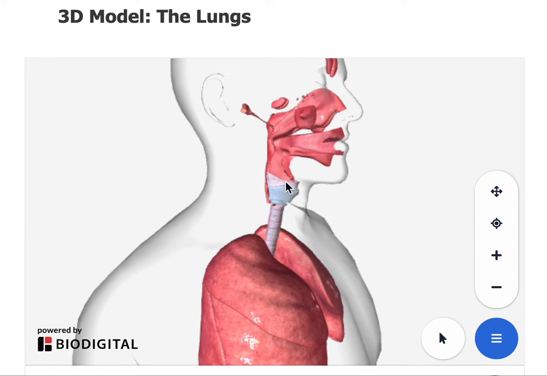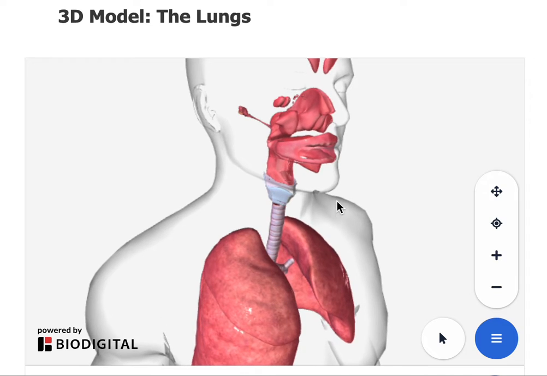Then I want to talk about the epiglottis. The epiglottis is an elastic cartilage flap that closes during swallowing to keep substances from moving into the trachea and air passages. The larynx also contains the vocal cords.